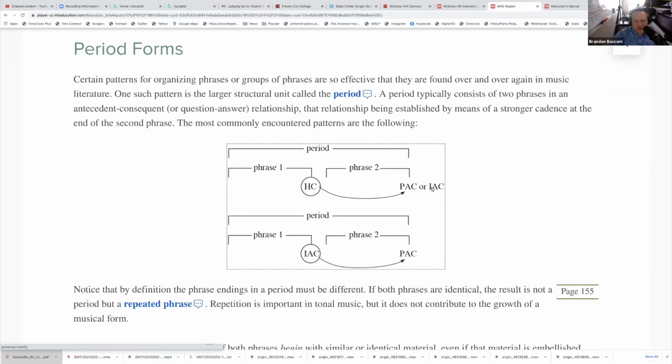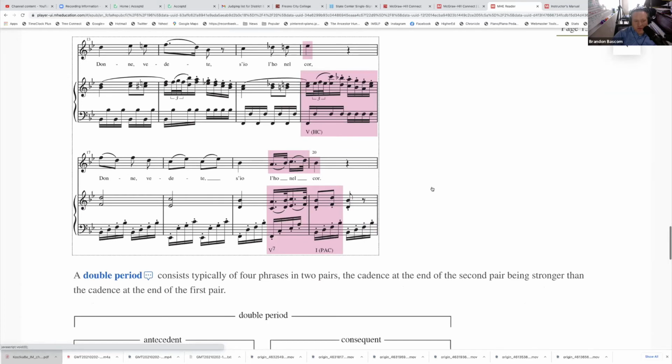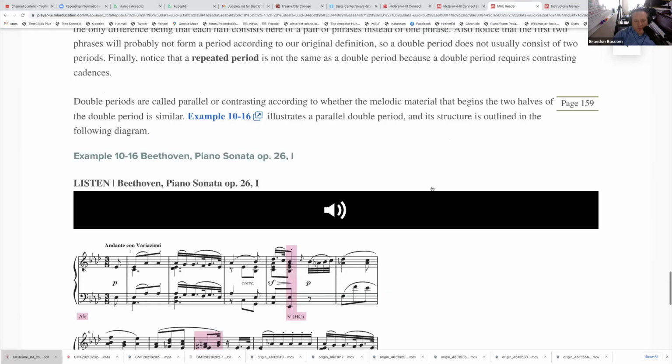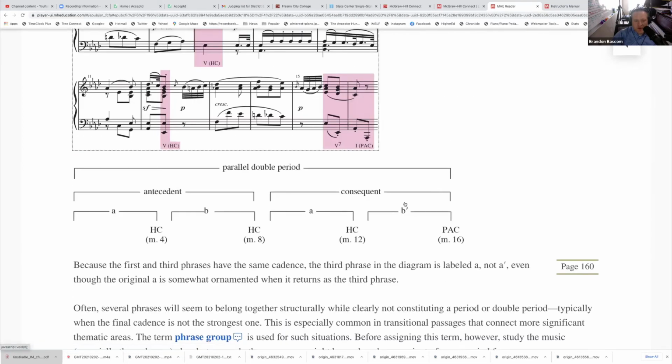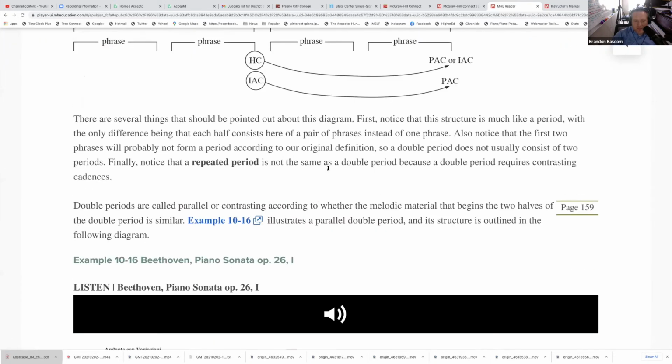So what they're giving us now is a period with 2 half cadences and a period with a half cadence and a PAC. You have to have something stronger here at the end for it to be a parallel double period, right?